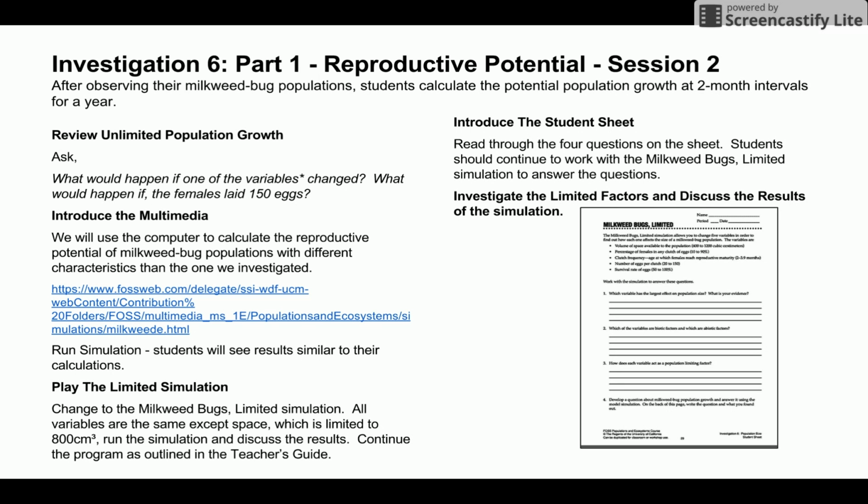Once students have completed that, introduce the student sheet. Read the 4 questions on the sheet. Students should continue to work with the Milkweed Bugs Limited simulation to answer the questions.